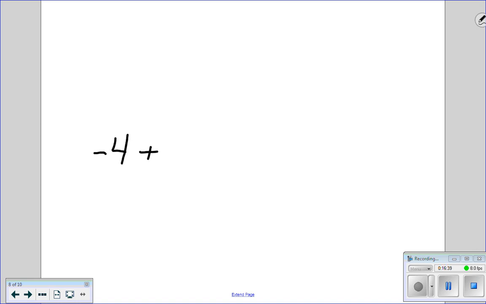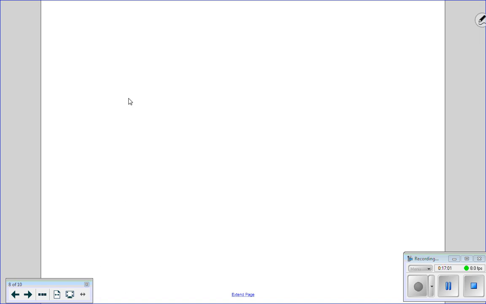Let's do -4 plus 9. How many cats do I have? 4. How many dogs do I have? 9. If 4 cats run out, how many dogs are going to run out? 4. So what am I going to have left? I'm going to have 5 dogs left. Positive dogs.